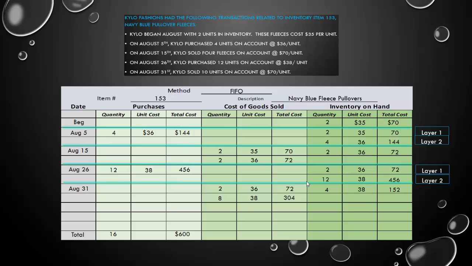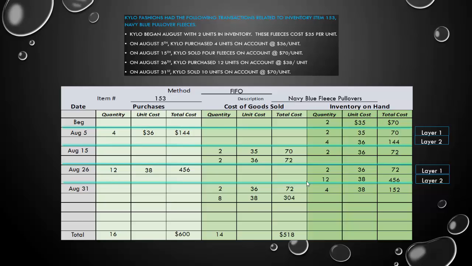Well, add up your quantity column in the cost of goods sold section. 2 plus 2 plus 2 plus 8 is a total of 14 units being sold. The total cost of all of those units, again, add up the total cost column in your cost of goods sold section, and you come up with 518.